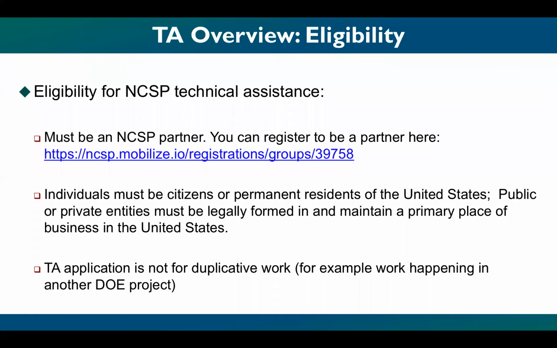Second, individuals that apply for partnership have to be citizens or permanent residents of the U.S. And public or private entities have to be legally formed in and maintain a primary place of business in the U.S. And then finally, the application is not for duplicative work. So, for example, if you have a grant from DOE or some other organization to do, say, X, then your TA request for the NCSP should be for something different.